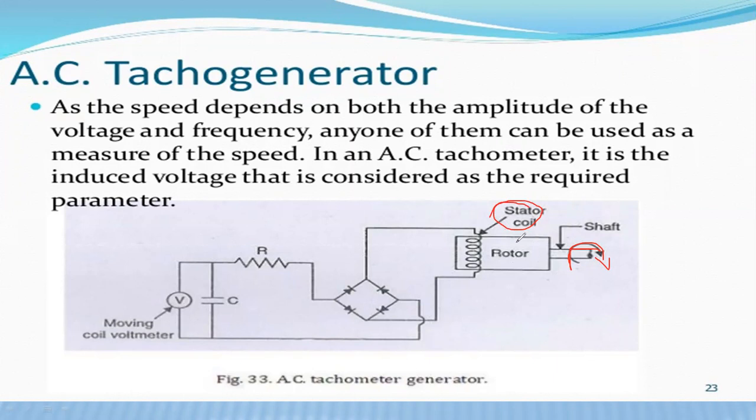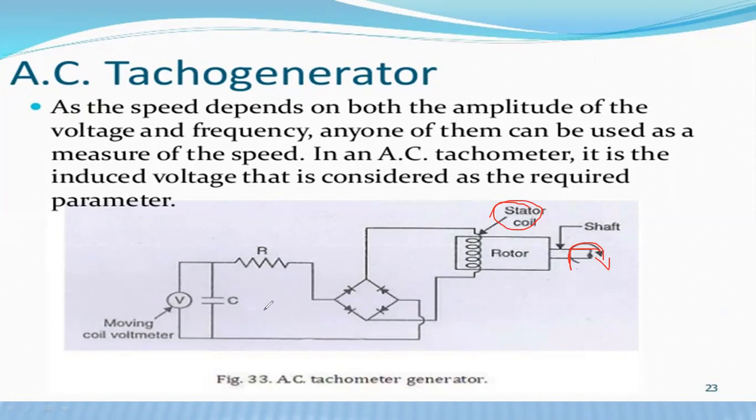This rotor is connected with the rotating shaft, and the rotor is connected with the stator coil. That stator coil is connected with a Wheatstone bridge circuit of the AC tacho generator. In that Wheatstone bridge circuit, two ends are connected with the stator coil, and the other two ends are connected, one pole with the resistance and the other pole with the voltmeter and capacitance.